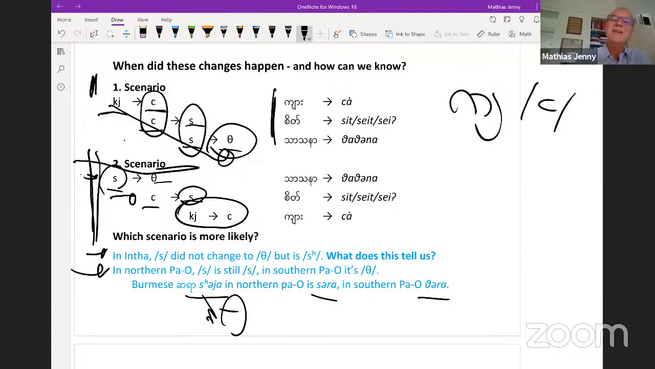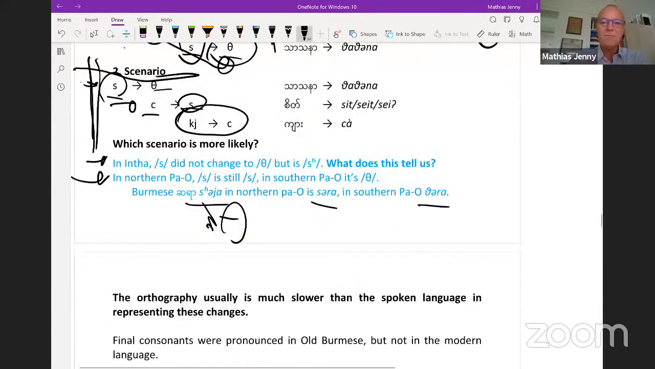So this is basically what you would expect in scenario 1, that all sa, also new sa, is becoming tha. So we can say something about the timing because of the logic of the change, like scenario 1 against 2, and also loanwords in other languages, again by comparing.